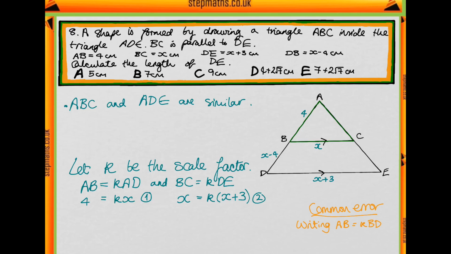So we have two equations. We have AB is 4, so we have 4 is equal to Kx. This is our first one. And x is equal to K lots of x plus 3. This is our second one. So now have a go at solving these simultaneously to find x. Pause the video and have a go at doing this now.